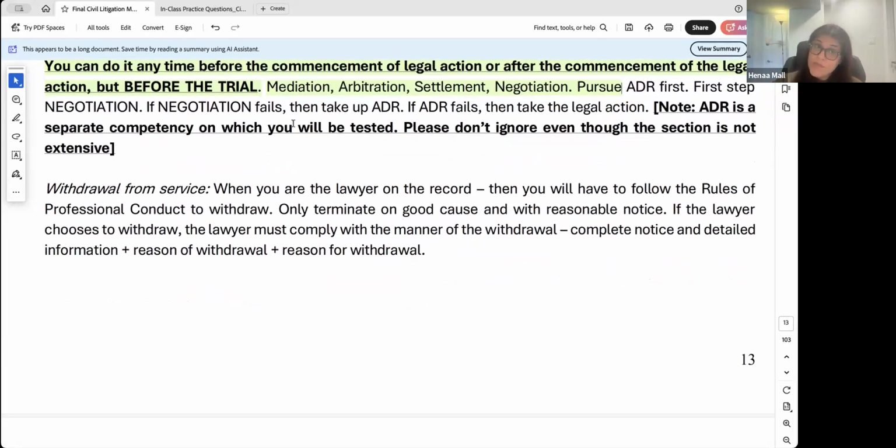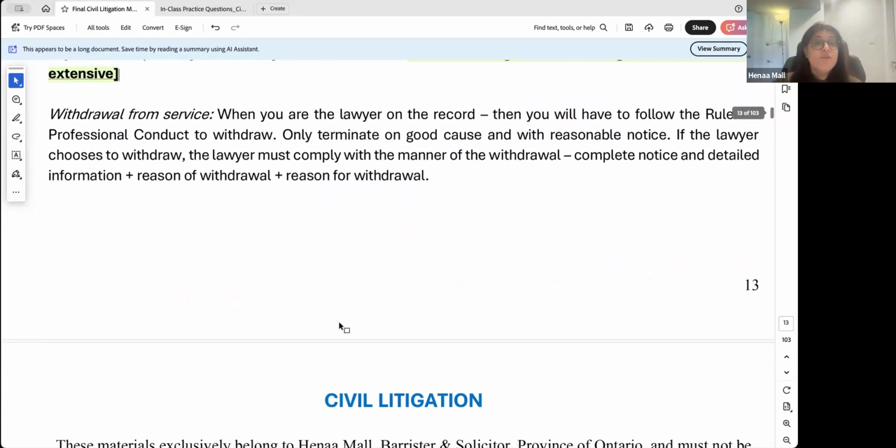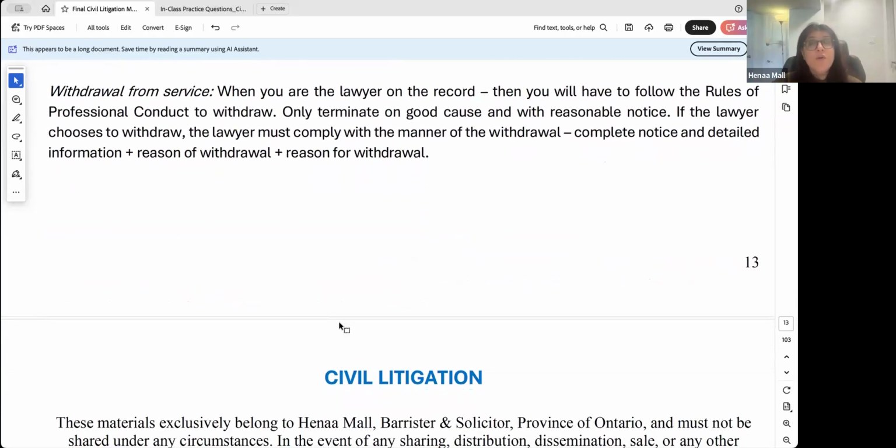ADR is a separate competency on which you will be tested. Please do not ignore this, even though the section might not appear to be extensive. Withdrawal of service. When you are a lawyer of record, you will have to follow the rules of professional conduct to withdraw. There is no way you can say, oh, I only need to know the litigation process. PR is a very important component.